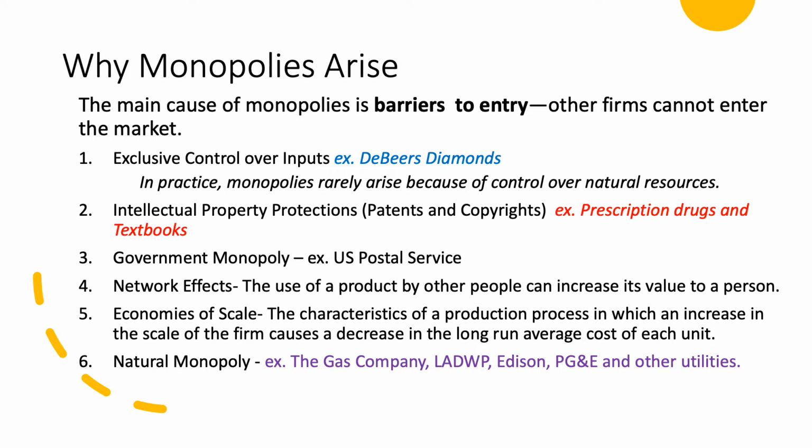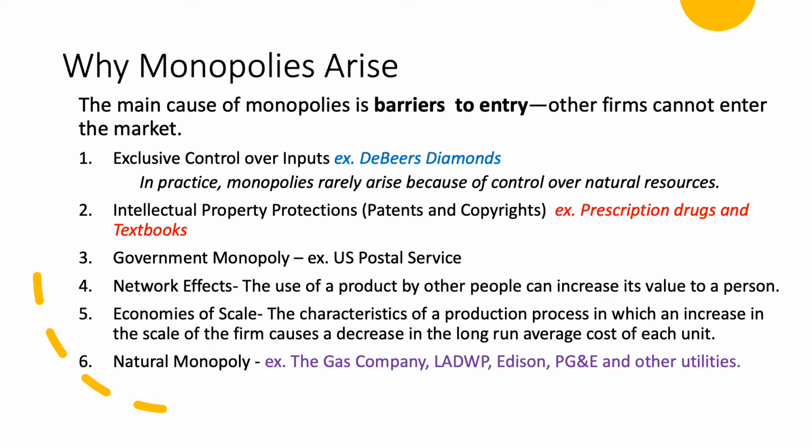The fourth, network effects. This is when the use of a product by other people can increase its value to any one person. So here, although Microsoft is not a monopoly, we can think of Microsoft Excel as almost a universal product. As more and more companies and individuals use Microsoft Excel, the more value it gains, where other programs may not be as sufficient, and this does tend to deter any individual's desire to create a program to compete with Microsoft Excel.